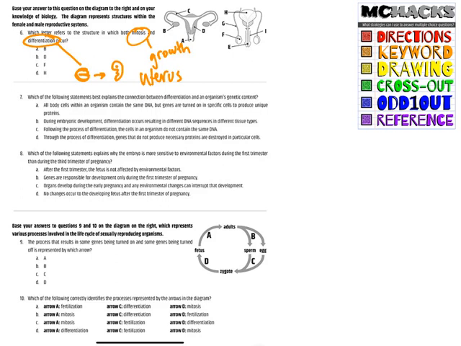Question number 7. Which of the following statements best explains the connection between differentiation and an organism's genetic content? When I see differentiation, again, it refers to what is happening here. And genetic content refers to DNA. Let's look at the options.